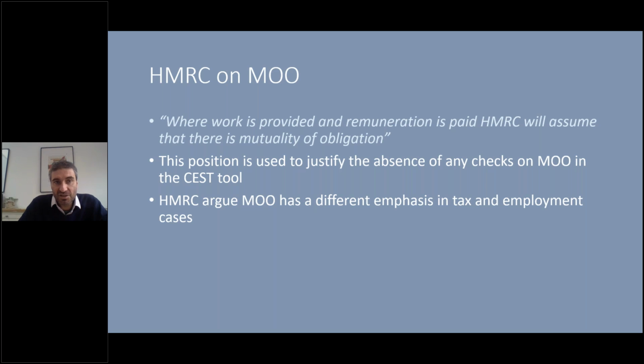HMRC, as I say, take this extreme view. They say where work is provided and remuneration is paid, HMRC will assume that there is mutuality of obligation. So in other words, any time there's a contract, anytime anyone's doing any work for someone else, those conditions will be met. So they say we don't even have to test for mutuality because it's just always there. And this is why they justify the absence of any checks on mutuality in the CES tool, which I am going to talk about a bit later on.